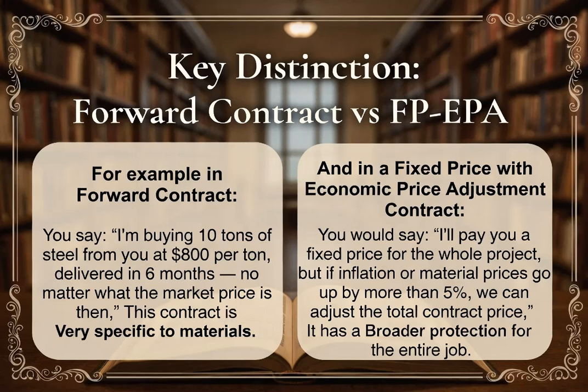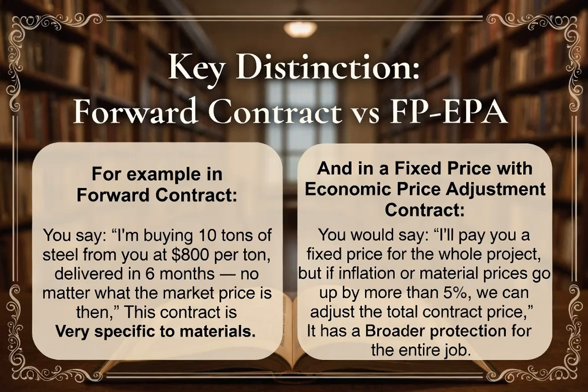Fixed price with economic price adjustment contracts, or FPEPA, allows the overall contract price to be adjusted based on general economic changes like inflation. For example, in a forward contract, you say, "I'm buying 10 tons of steel from you at $800 per ton, delivered in 6 months, no matter what the market price is then." This contract is very specific to materials.